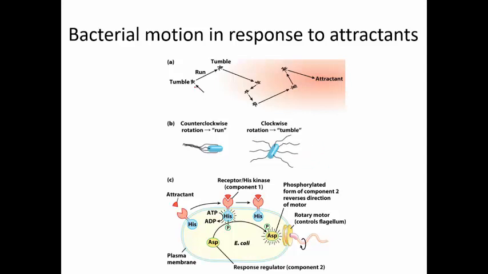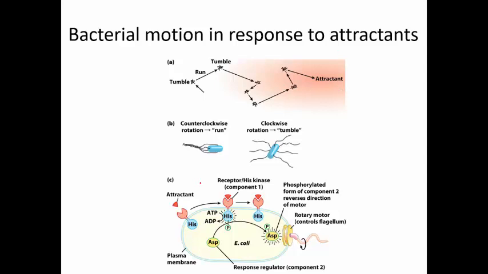So the way this works is, if they're running and they're detecting that the attractant is getting more concentrated, they tend to keep running in that direction longer. If they detect that it is getting less concentrated, they tend to run in that direction for a shorter amount of time. And regardless, they'll stop every so often and tumble and then head off in some random direction, but eventually getting closer and closer until they reach the food.